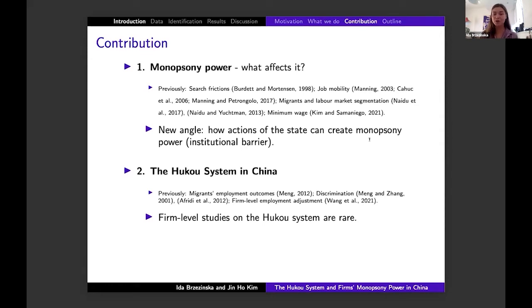And then the Hukou system itself, most of the information that we have about it comes from household level data. So we know that migrants' employment outcomes are worse. Here I mean rural urban migrants, so I'm always talking in the context of internal migration, and that they face discrimination in the labor market. But there's much less that is known about firm level responses. Actually, we're only aware of one paper, which is Wang 2021, and they look at firm level employment adjustment.